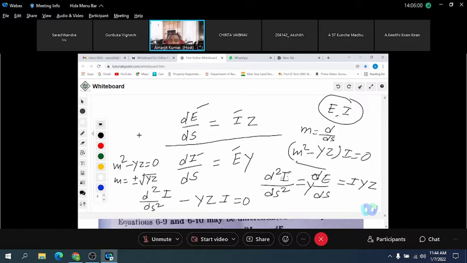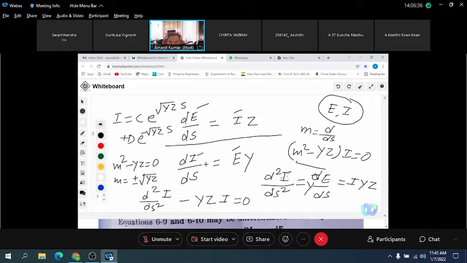Similarly, this is for current I. Current will be written as some arbitrary constant C into e to the power root YZ into s plus D, some constant, into e to the power minus root YZ into s. Okay. What about the voltage? Same thing you can do.